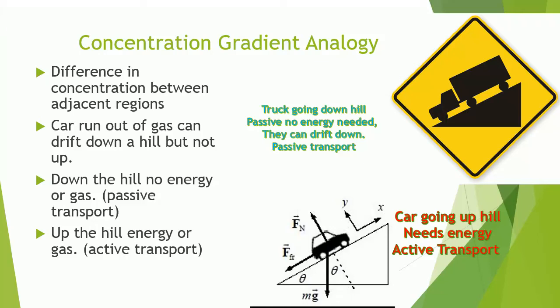And then if you look at the bottom, you have a car going up the hill. If it runs out of gas, it's not going to be able to drift up the hill. So it's going to need energy. So at the bottom, that's showing you active transport, and the top is showing you passive transport.